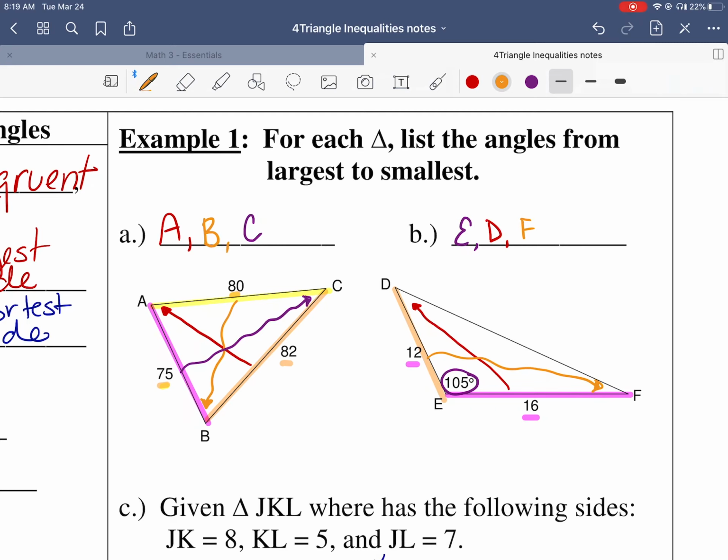Sometimes it comes up, how do I know which angle is across from it? If you look at this side that's 12 right here, it touches D and E. The only angle that this does not touch is the one that's left over, which is on the other side, which has to be F.